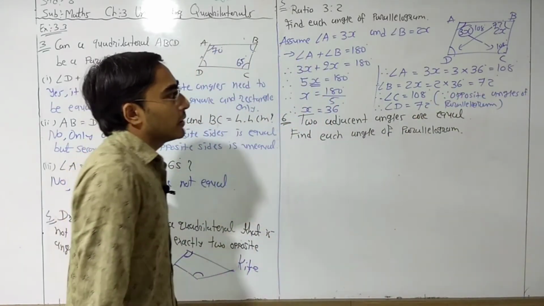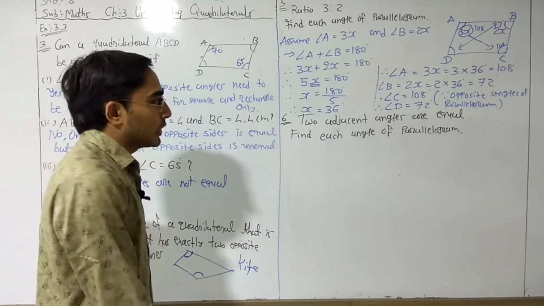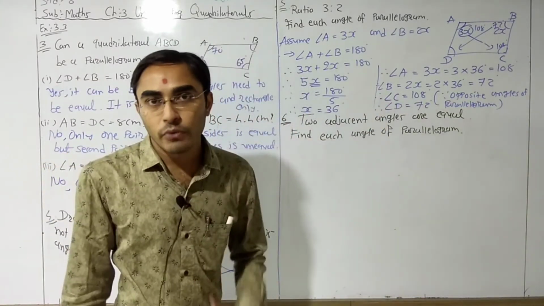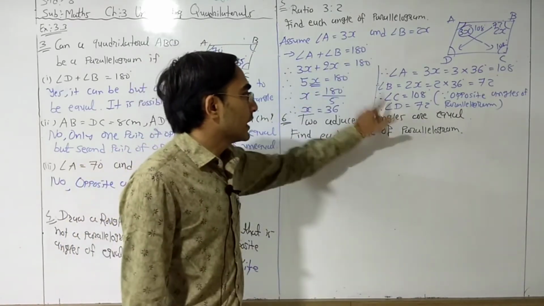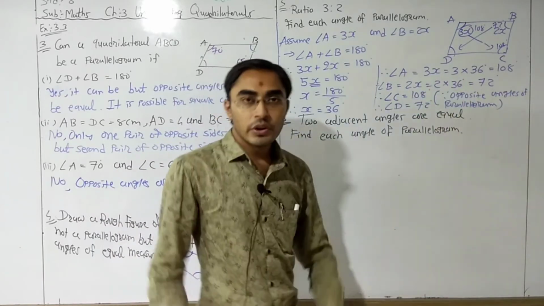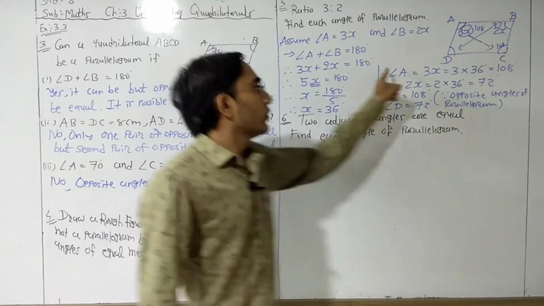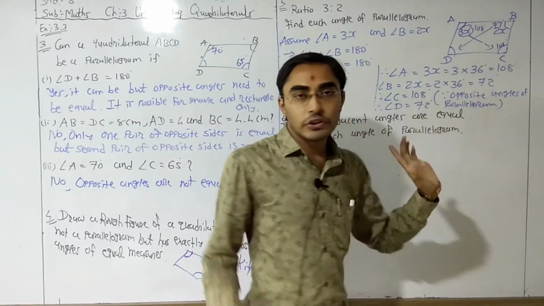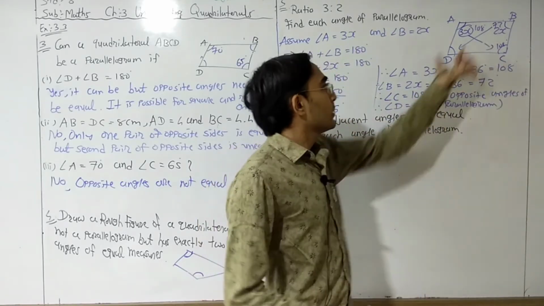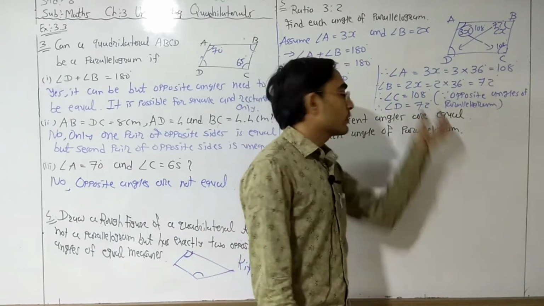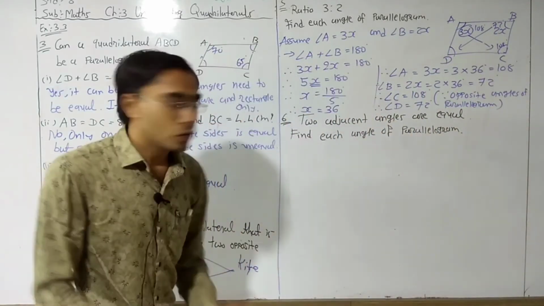And from that, by using the opposite angles property, we can easily find the value of angle C and angle D. Here our angle C is equal to 108 degrees and angle D is equal to 72 degrees. Okay, because angle A is equal to 108, opposite angle C is equal to 108, and angle B is equal to 72, so opposite angle D is equal to 72.